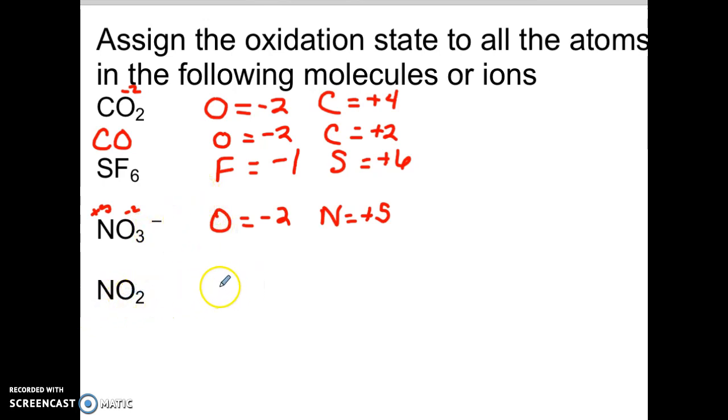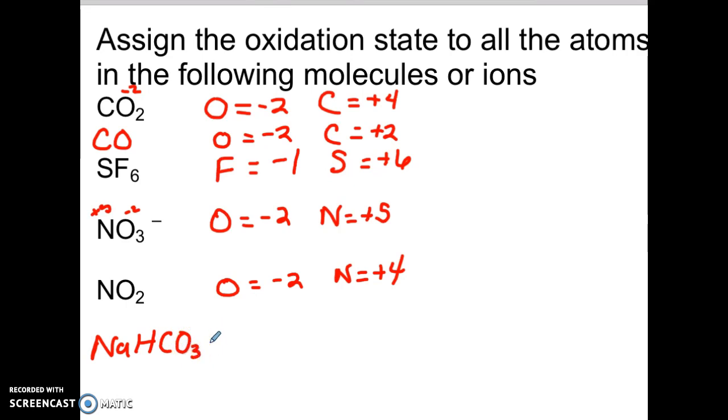What if I have NO2? Oxygen's always a -2. Nitrogen then, in this case, has to be a +4. So pretty simple to do oxidation numbers. I'm going to give you one more, and that's going to have more than one element. So we're going to practice sodium bicarbonate. Okay, so we've got a lot going on there.